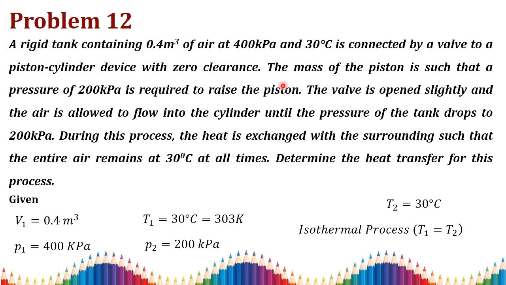The mass of the piston is such that a pressure of 200 kilopascal is required to raise the piston. The valve is slightly opened from the rigid tank, and the air is allowed to flow into the cylinder until the pressure of the tank drops. Initially the pressure is 400 kilopascal. When we open the valve, the air flows from the rigid tank, then the pressure is getting reduced to about 200 kilopascal.